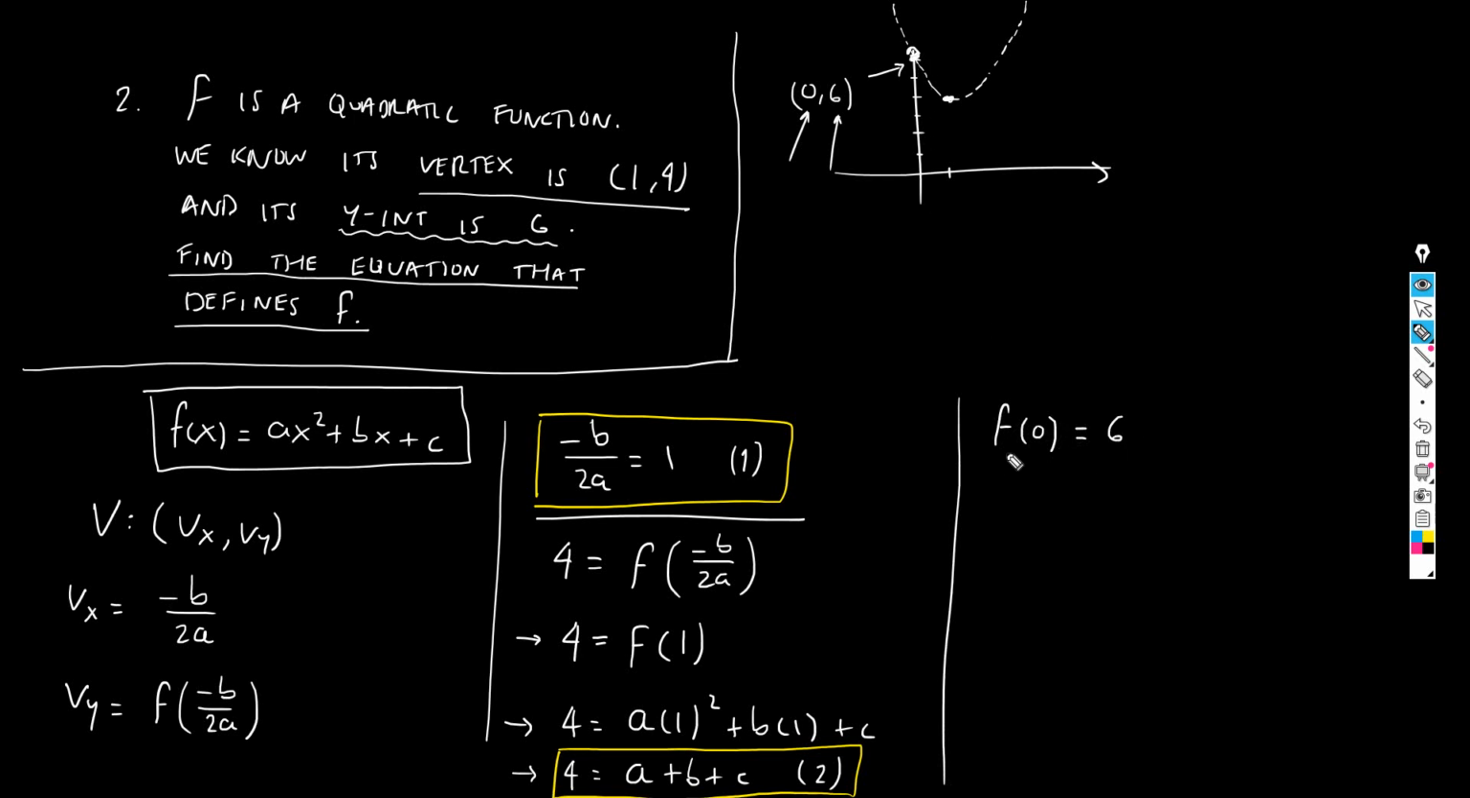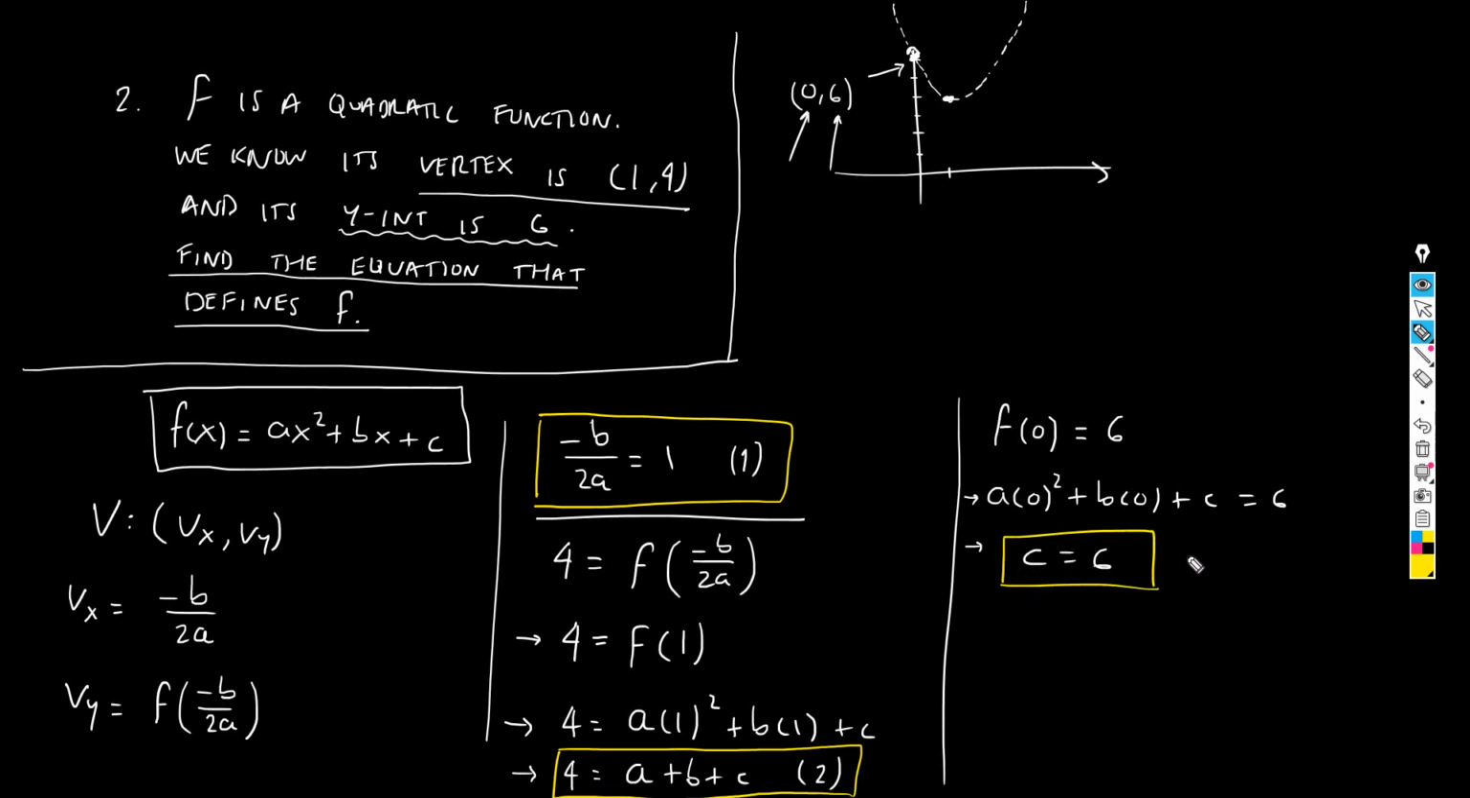You see? And how much is f of 0? f of 0 is a times 0 squared plus b times 0 plus c. So let's actually write that. Equals 6. And if I clean it a little bit more, I get c equals 6, right? Because all of these are going to disappear. So if you notice, guys, we have already found one of my coefficients. We have already found c. c is going to be equal to 6.